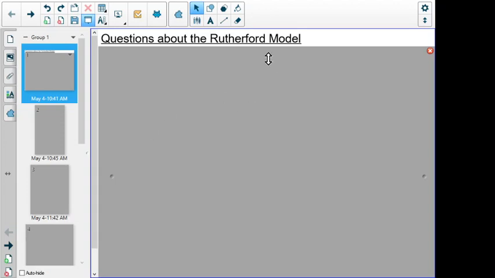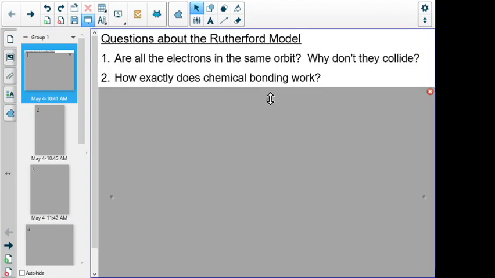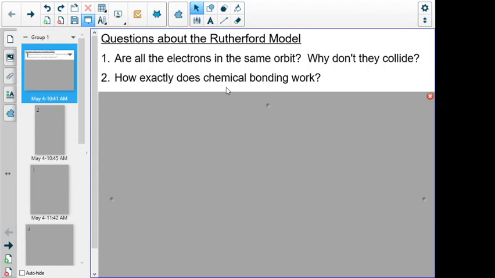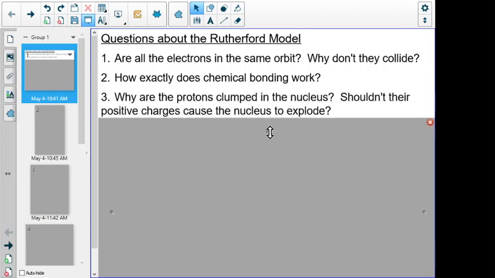So in Rutherford's model, and this is just a reminder, we talked about this at the end of last lesson, there were these issues, right? Where are all the electrons? Do they collide? Why don't they collide? What's going on with chemical bonding? We didn't know what's going on with the protons. Why are they staying together? Why are they exploding? Aren't they exploding, rather?